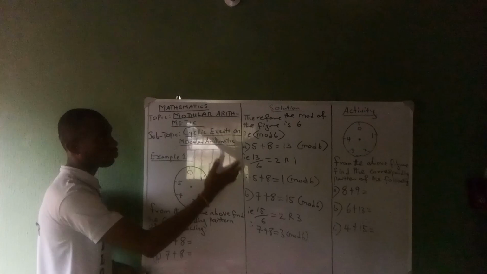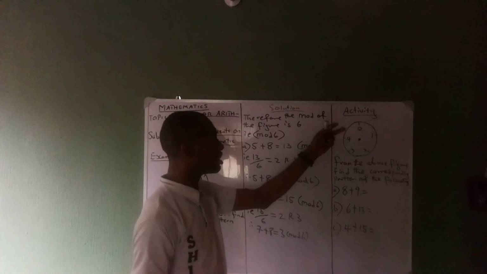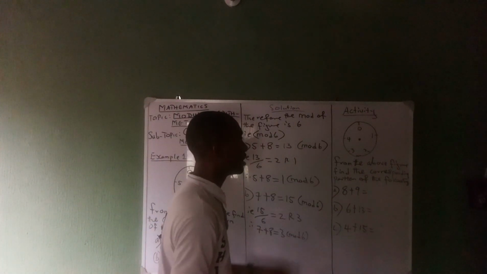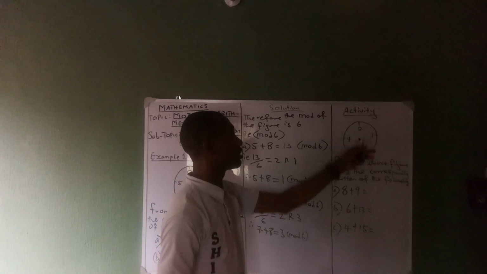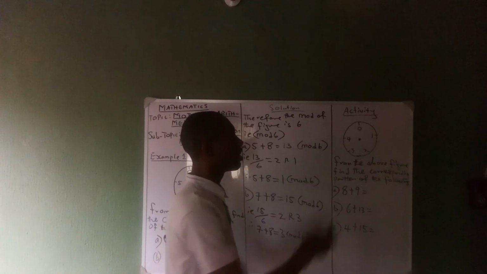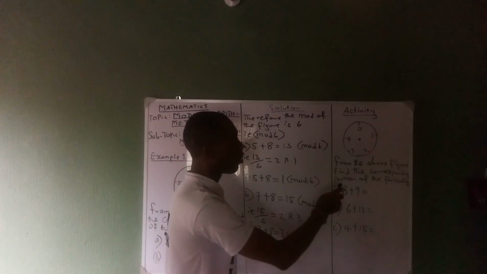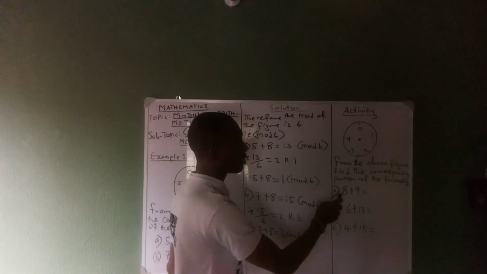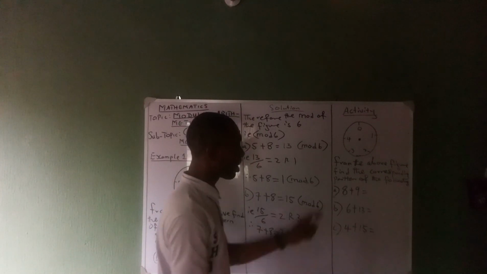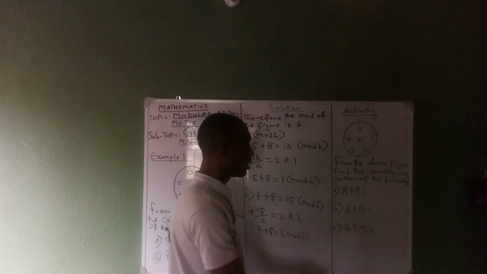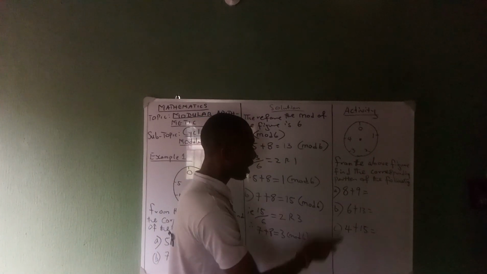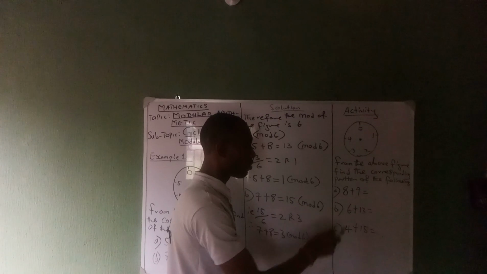So with what we have done here, we will be able to solve this given activity, where the pattern of this figure is from 0 to 4. Now you have to use this figure to find the corresponding pattern of the following: A, 8 plus 9, B, 6 plus 13, and C, 4 plus 15.